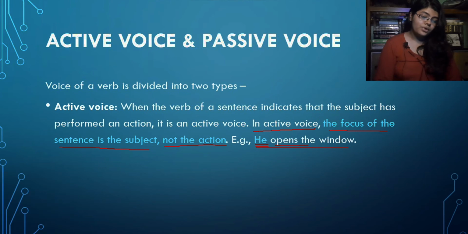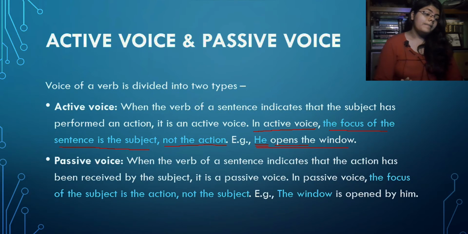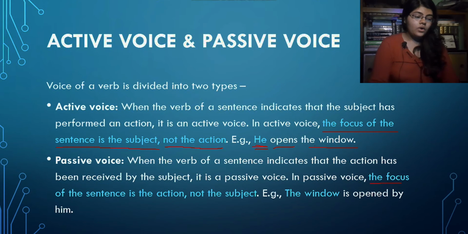Alright, now what's the next type? Passive voice. When the verb of a sentence indicates that the action has been received by the subject, it is a passive voice. This is the other type of voice where we can see that the action is being received by the subject, not the other way around. That is called a passive voice. What else is said here? In passive voice, the focus of the sentence is the action, not the subject. So this is the other type of the voice that we already discussed.